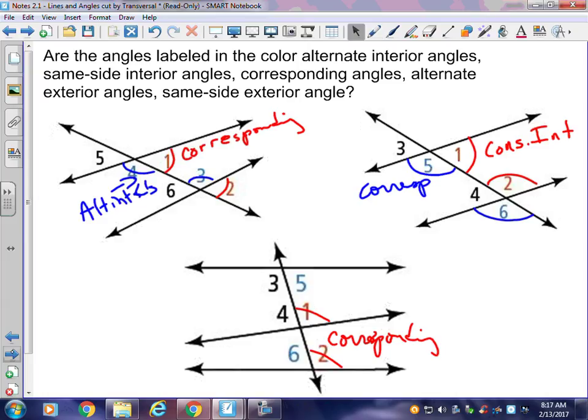But with the blue ones, let's focus on the top line versus the bottom line, and just ignore the middle line because those 2 angles don't touch the middle line. And in that case, they're between the top and the bottom line, and they're on different sides of the transversal, so that makes them alternate interior angles.